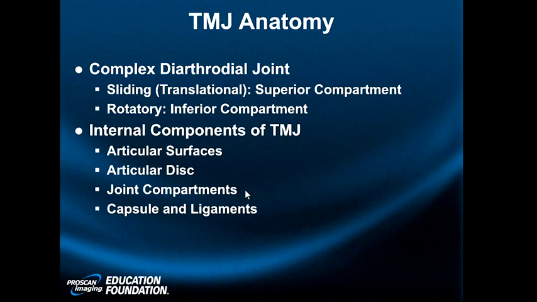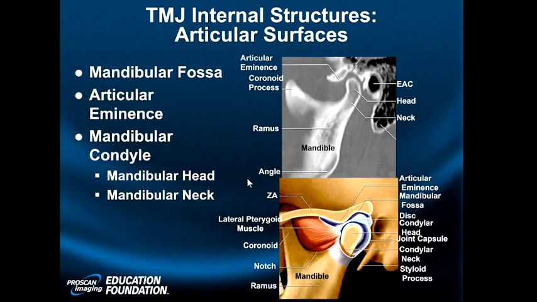The internal components of the TMJ include its articular surfaces, its biconvex or concave disc, depending upon how you look at it, the joint compartments, the capsule, and the ligaments.